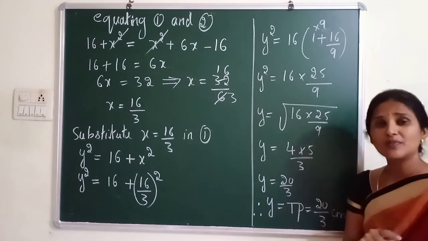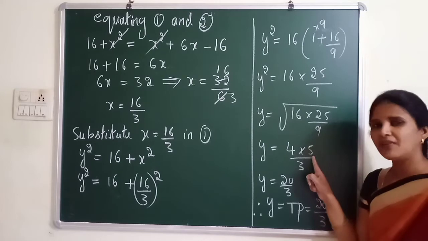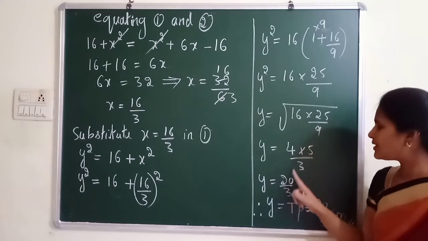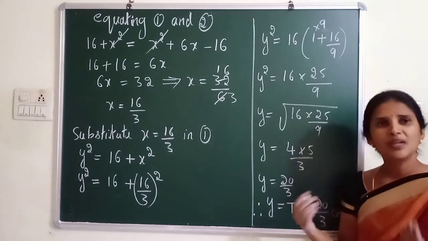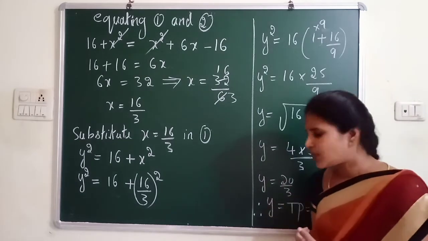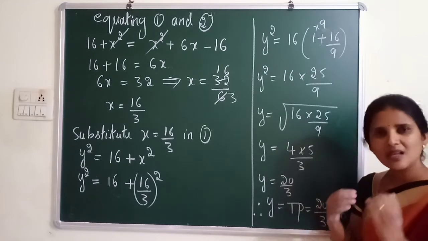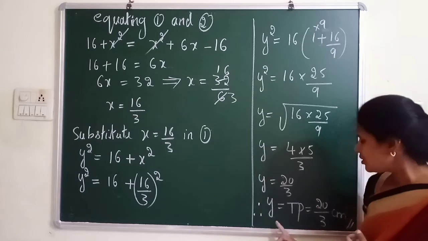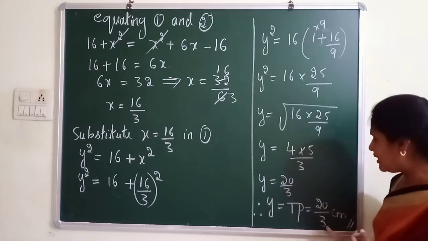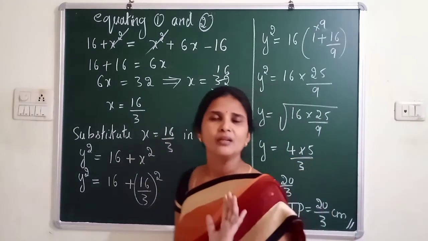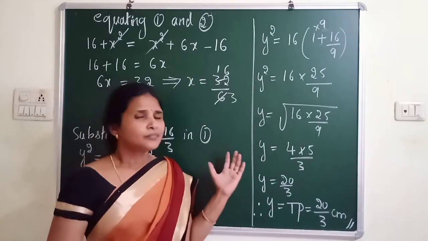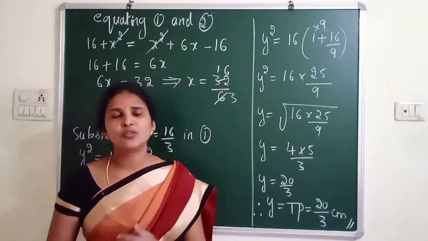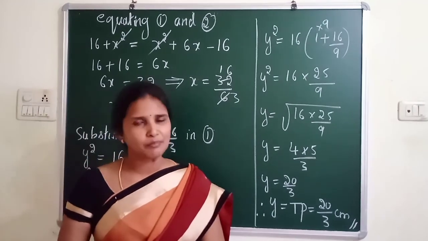What is the square root of 16? 4. Square root of 25 is 5, and square root of 9 is 3. So y equals 4 fives are 20 by 3. What did we assume y as? We assumed y as TP. What is our task in this question? We have to find the value of the tangent TP. So y equals TP equals 20 by 3 centimeters. With this, we completed all the examples and both the exercises. With this, the circles chapter is completed. So thank you.